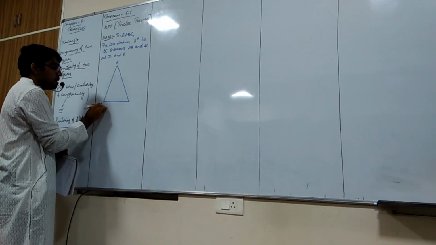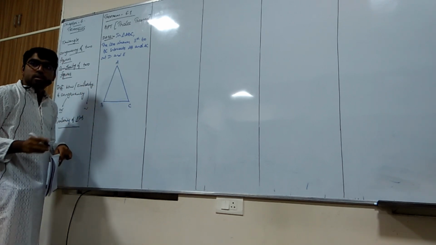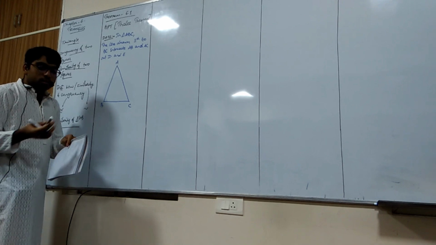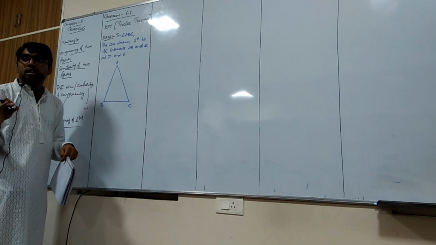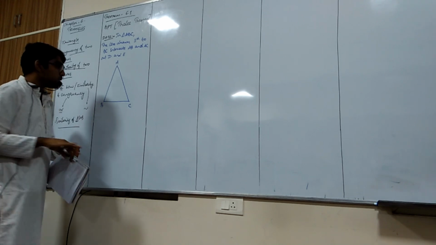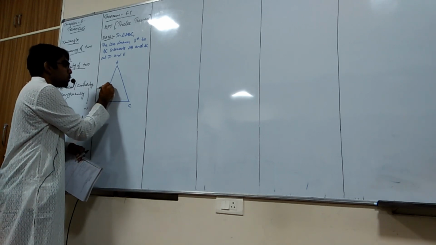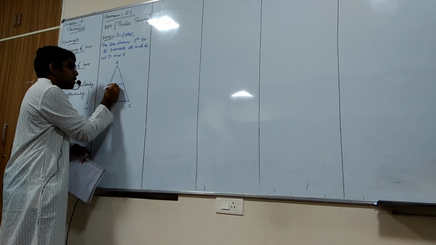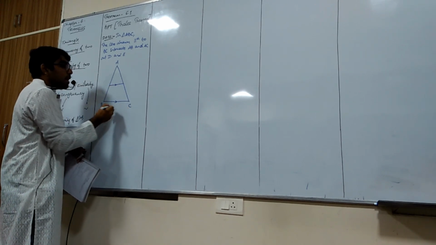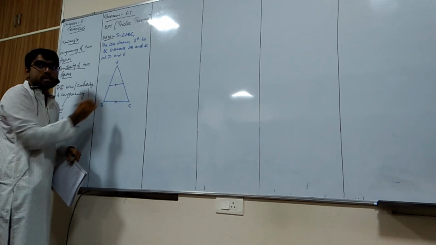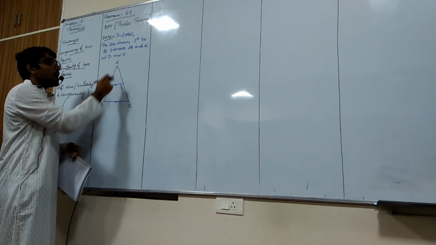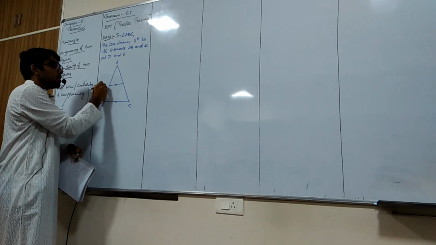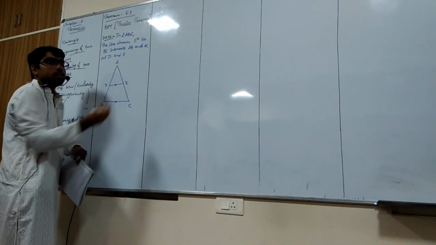Triangle is ABC. A line is drawn parallel to BC, intersects AB and AC at the points D and E. Clear?